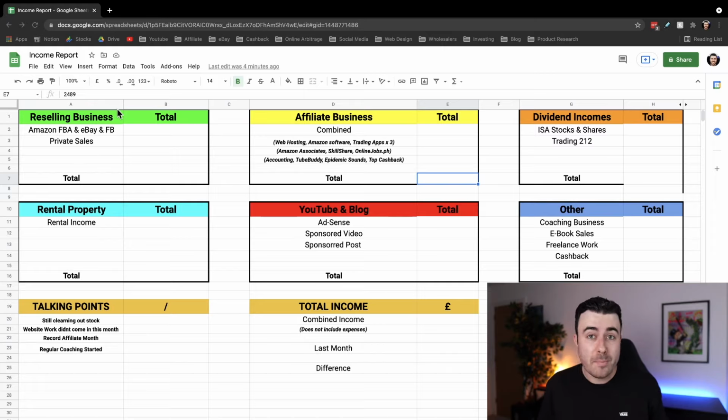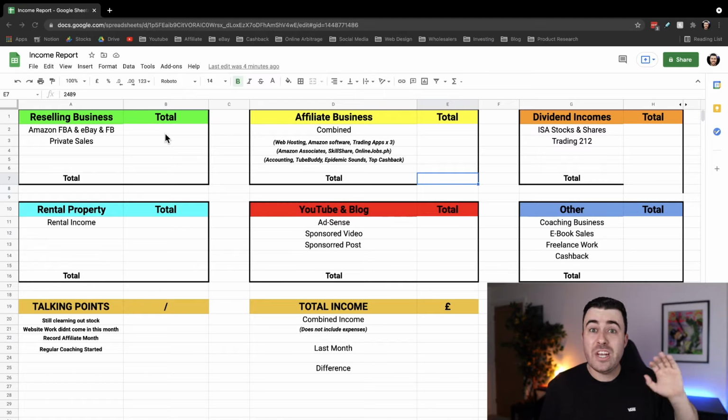Basically all I'm going to do is go through every single one, talk a little bit about how I've got on for the month, and at the end, of course, we're going to share the total and compare it to last month's performance and stuff like that. So let's start off, let's get the elephant in the room out of the way, and that is my Amazon FBA and eBay and Facebook sales kind of business that I run.